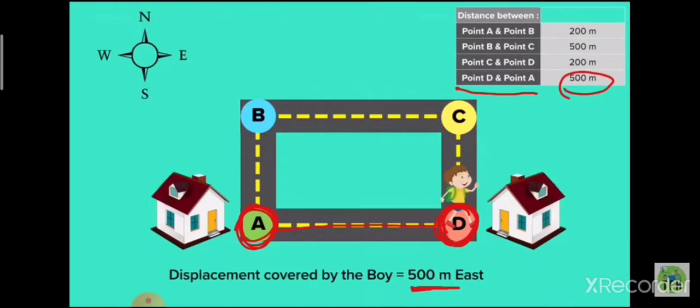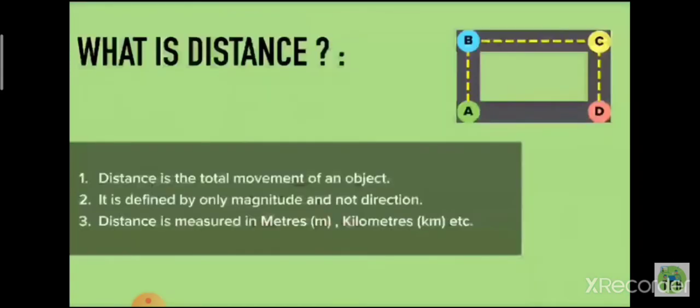Also, the second thing you have to keep in mind while writing displacement, you have to mention the directions. As you can see, this boy is going from point A to point D, and if you see the directions over here, this is from west to east. So you have to write 500 meter east. This is how you represent displacement.